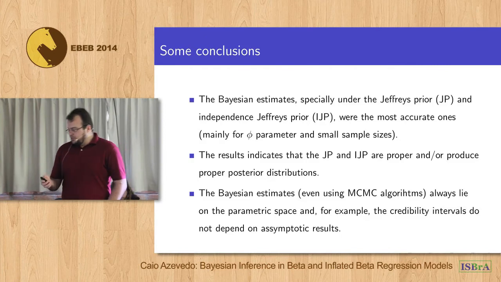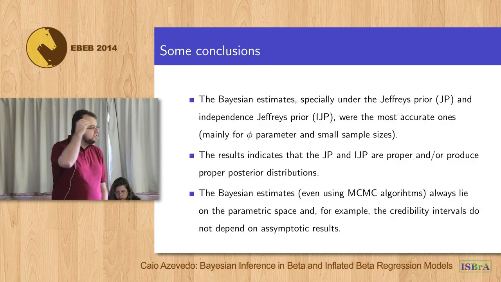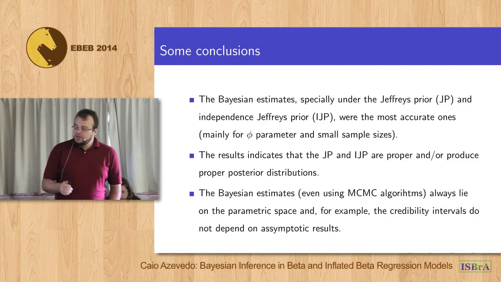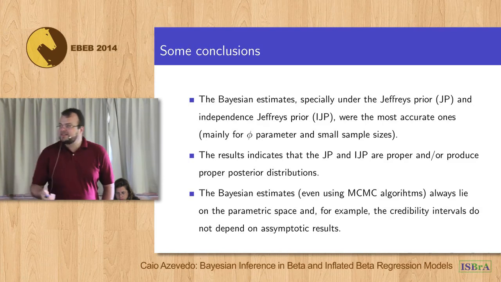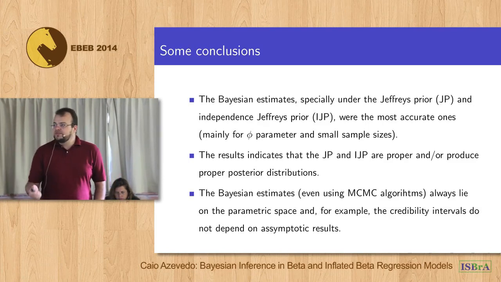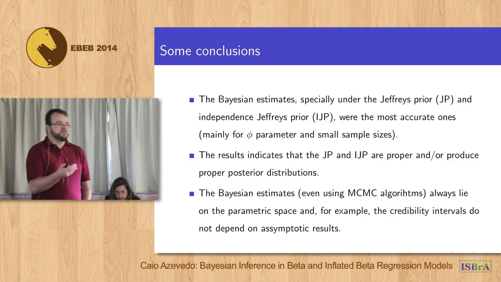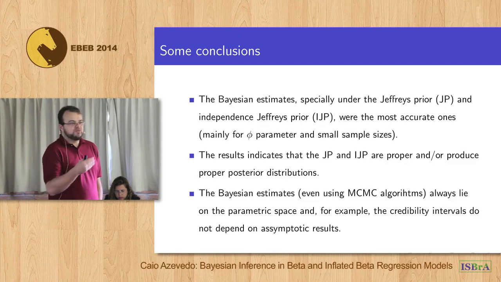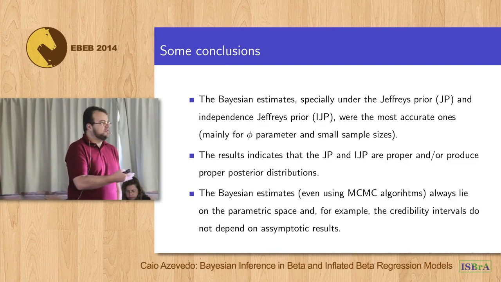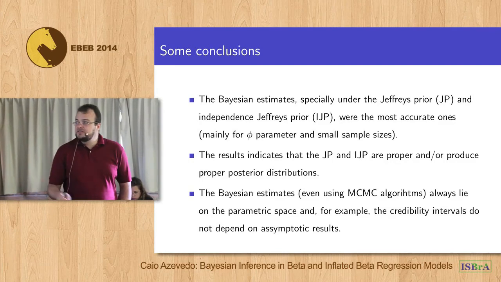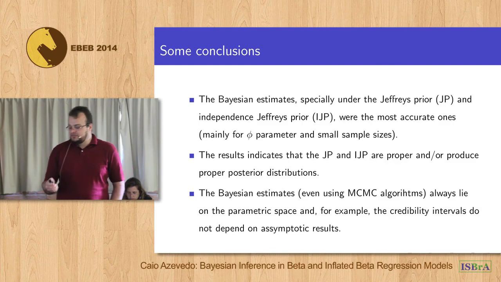Well, here there are some conclusions. As I said, it's just a part of the work of Danilo. Danilo also developed some Bayesian tools for model diagnostics. Here I just present some part of the simulation results, but in my opinion, the most important result concerning this part is that, and of course I like to use Jeffreys prior distributions very much, the Jeffreys prior distributions and the independence Jeffreys prior distributions produce the best, the most accurate results. For me, this is the most important result from this work.